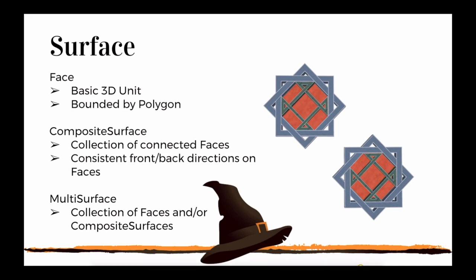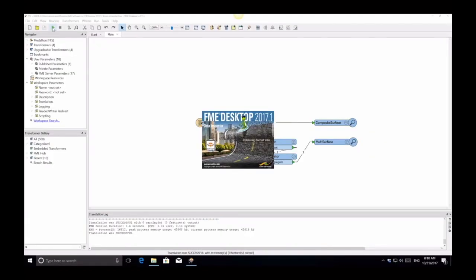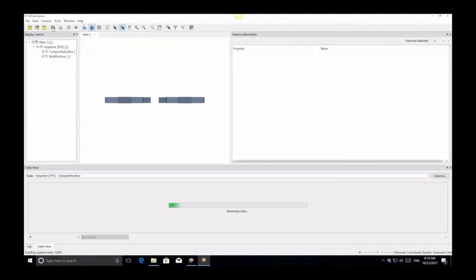Multi-surfaces are a little bit more loosey-goosey. They don't care. The faces can point one way or the other. It's pretty much just an aggregate of a bunch of faces. So I'm just going to point out the different types of surfaces we have and what they look like.